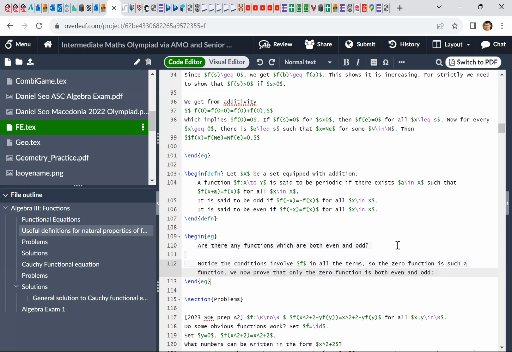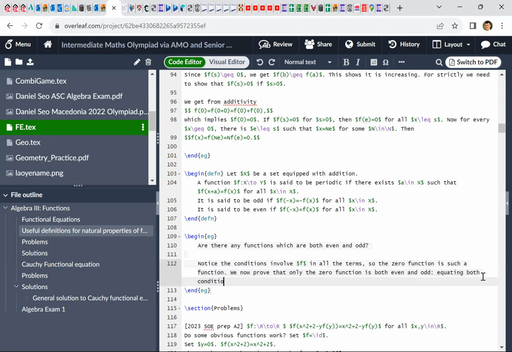So, equating both conditions, yeah, I'm equating both conditions. You get f of x equals minus f of x for all x, which is the same as 2f of x equals 0.